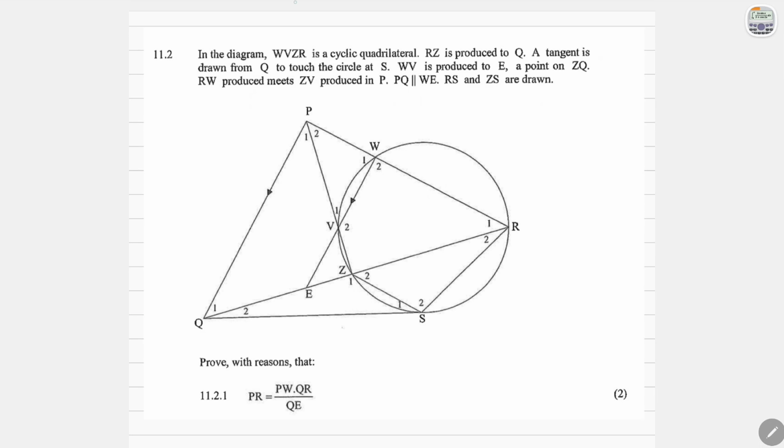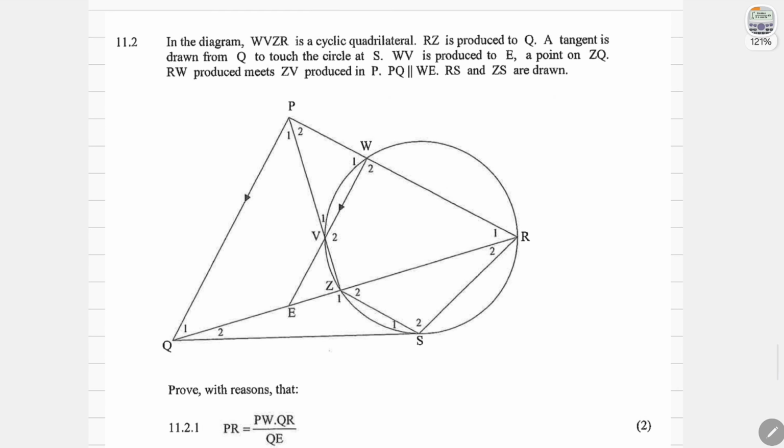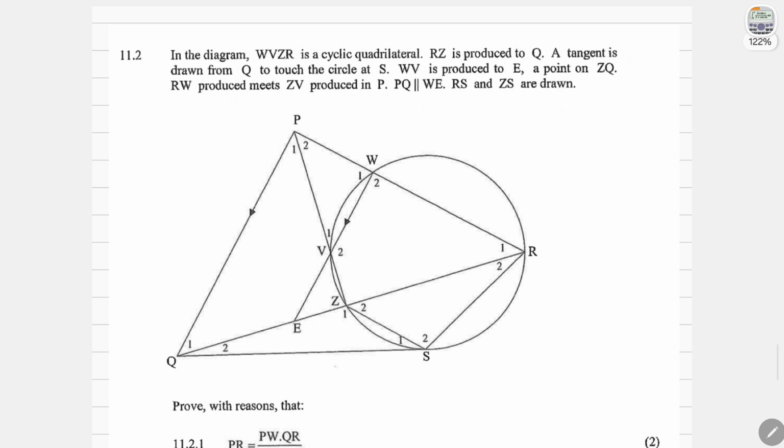We have 11.2 and it says, in the diagram, WVZR is a cyclic chord. So this is our cyclic chord, as you can see there. They also tell us that RZ is produced to Q, and then a tangent is drawn from Q to touch the circle at S. WV is produced to E, a point on ZQ, and then RW produced meets, okay, these are just produced.